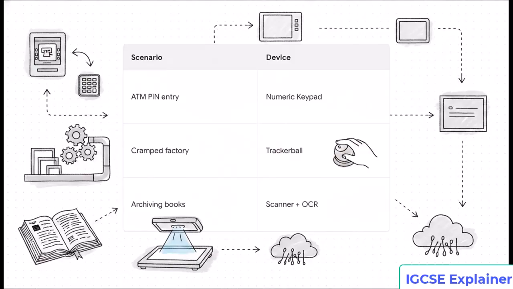What if you're navigating control software in a highly cramped, dirty factory? You completely ditch the mouse and use the stationary trackball. And if your scenario is digitizing and archiving fragile, historical books, you use the one-two punch of a scanner combined with OCR software to pull it directly into the digital realm. It's all about picking the right bridge for the right gap.